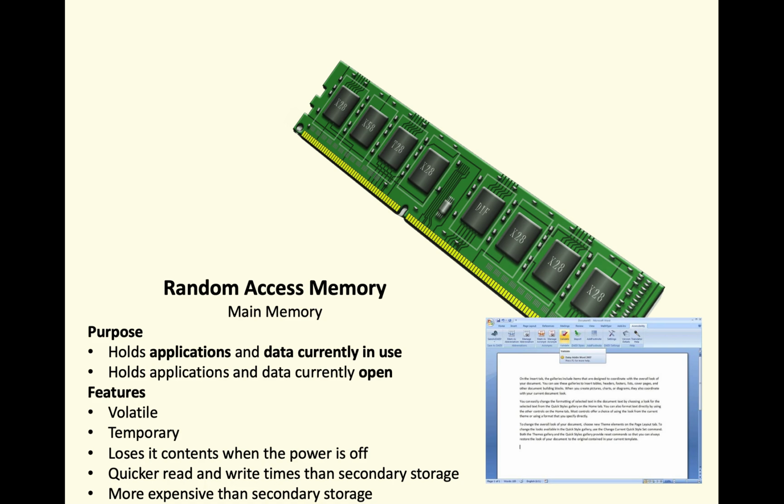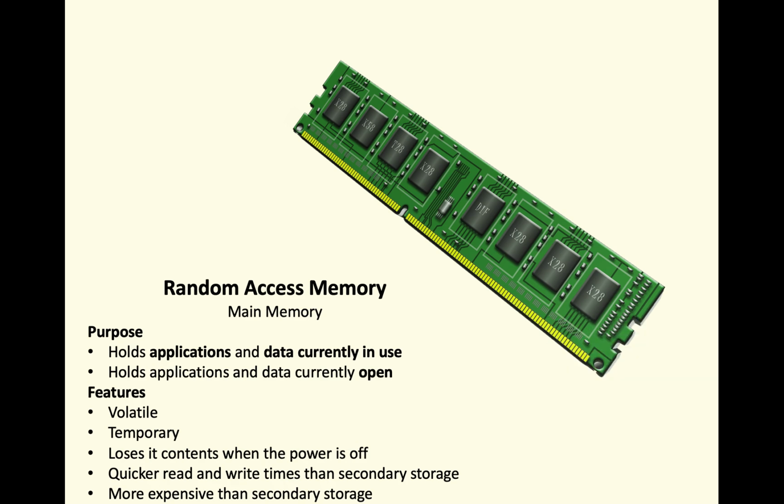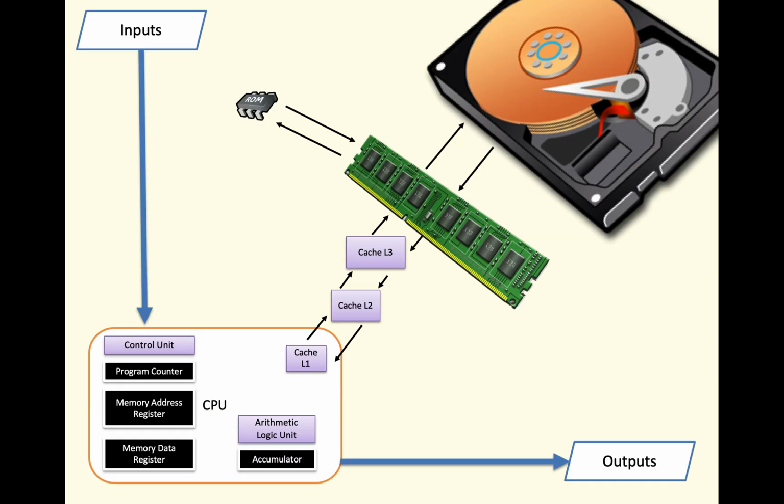So when you're thinking about RAM, it's volatile. So imagine I've got my homework open and suddenly I lose the power to my computer. My homework's going to disappear because I haven't saved it. I haven't saved it to secondary storage. It was only in RAM, and that is temporary, and it lost its contents.